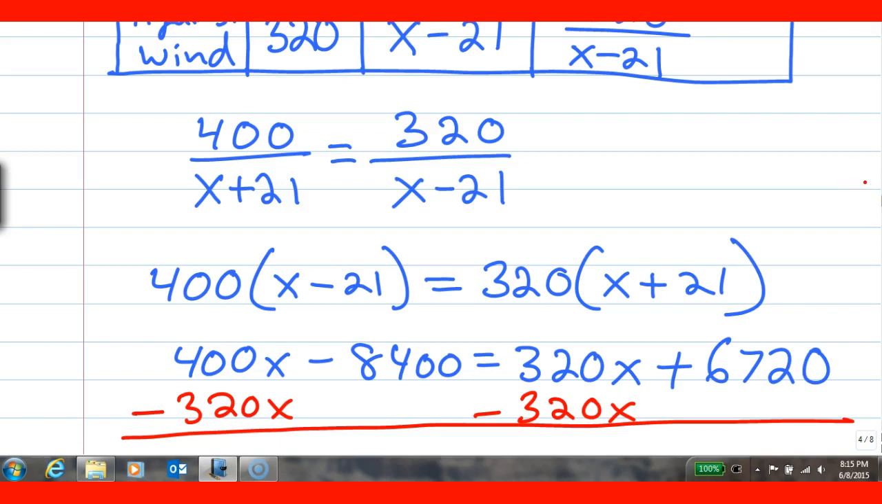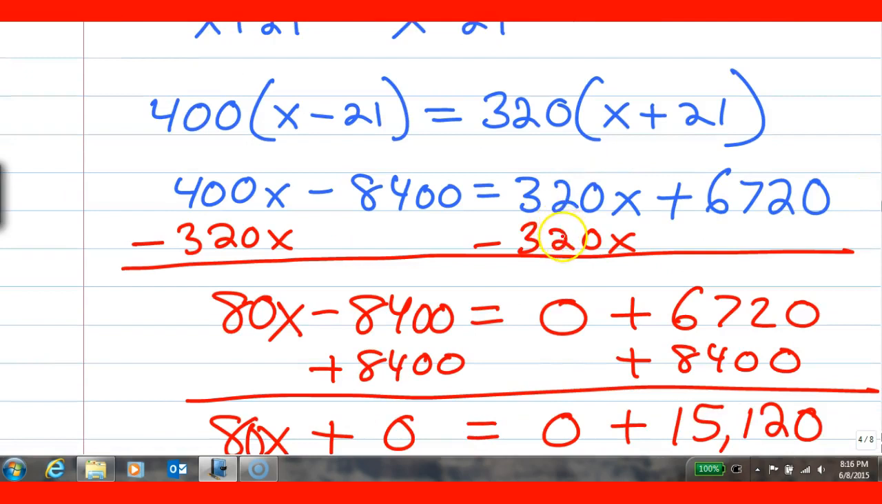And I'm going to cross multiply now. So when I cross multiply, I get 400 times x minus 21. On the other side, 320 times x plus 21. I'm going to simplify the problem by distributing my numbers through the parentheses and clearing them. So 400 times x to make 400x, 400 times negative 21 to make a minus 8,400. On the other side, distribute the 320 to the x to make 320x, then 320 times 21 to make 6,720.